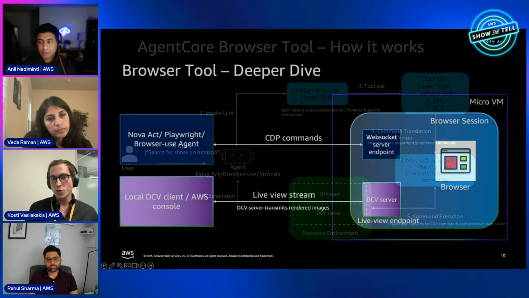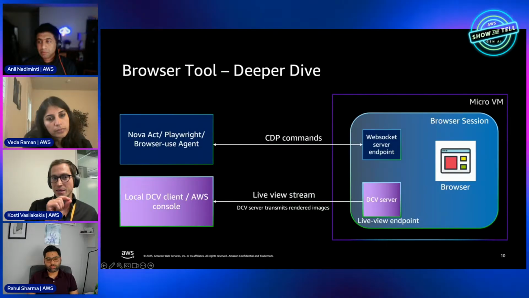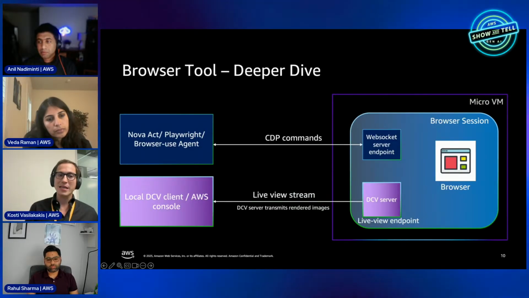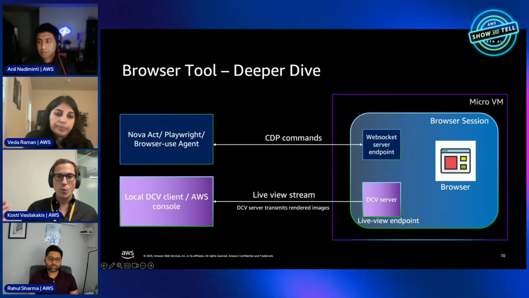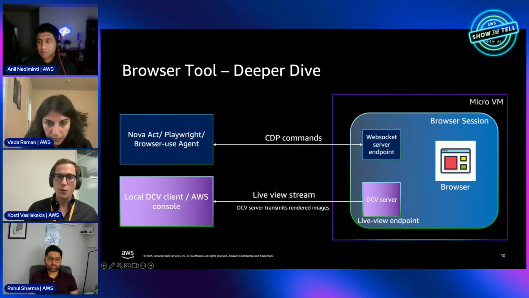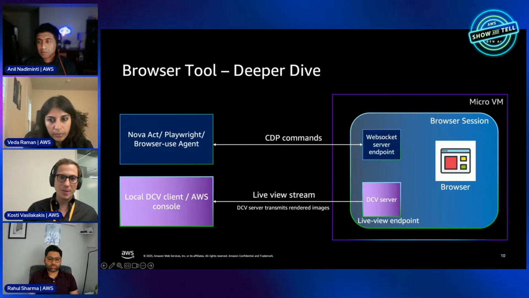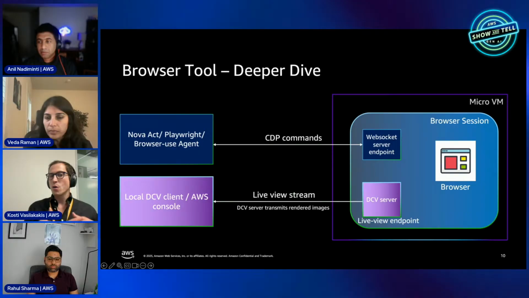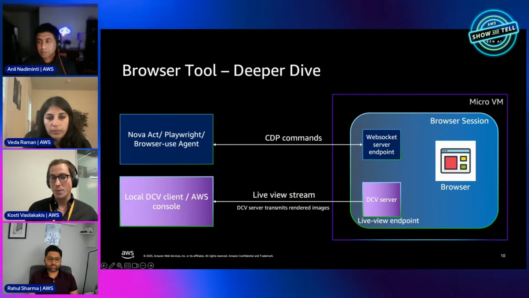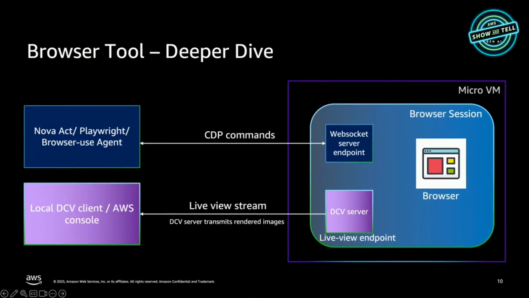Now, how this works, as I mentioned, is that Nova Act or the specific library, like Playwright, is issuing CDP commands, which we consume through a WebSocket endpoint. We perform them on the browser, and then through that DCV server, we send a live stream endpoint into our observability, or you can use that endpoint and expose it in your own applications.